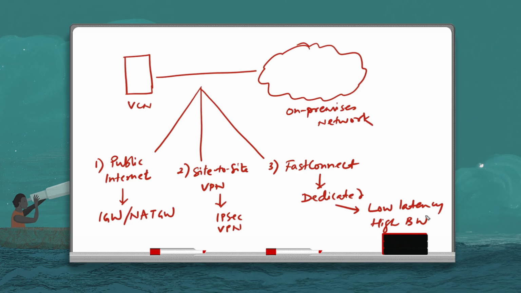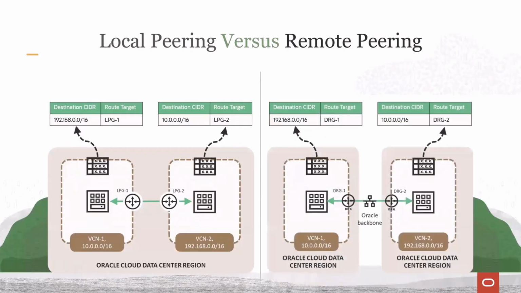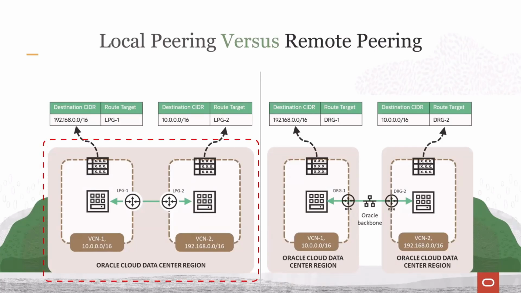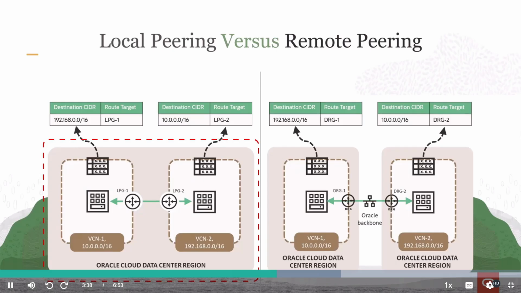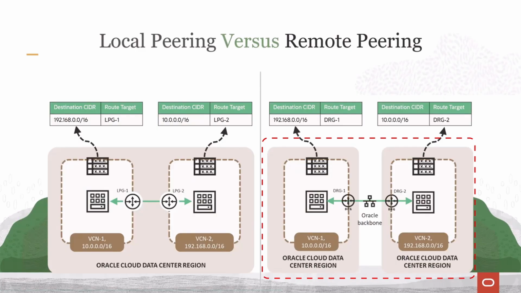You can connect your VCN to another VCN in the same region or in a different region. And then you can also connect your VCN to on-premises network. So as I mentioned, there are two options. You can configure local peering. You can also configure remote peering. So you see that here on the left, there are two VCNs in the same region, and we are connecting them via local peering gateway. So that is your local peering. And on the right, there are two VCNs in two different regions, and we are using dynamic routing gateway in order to facilitate communication between these two virtual cloud networks.